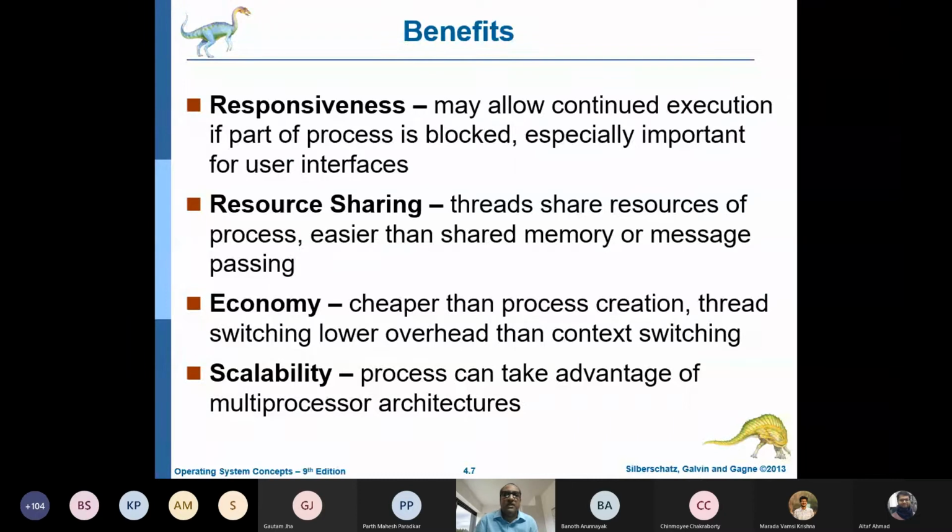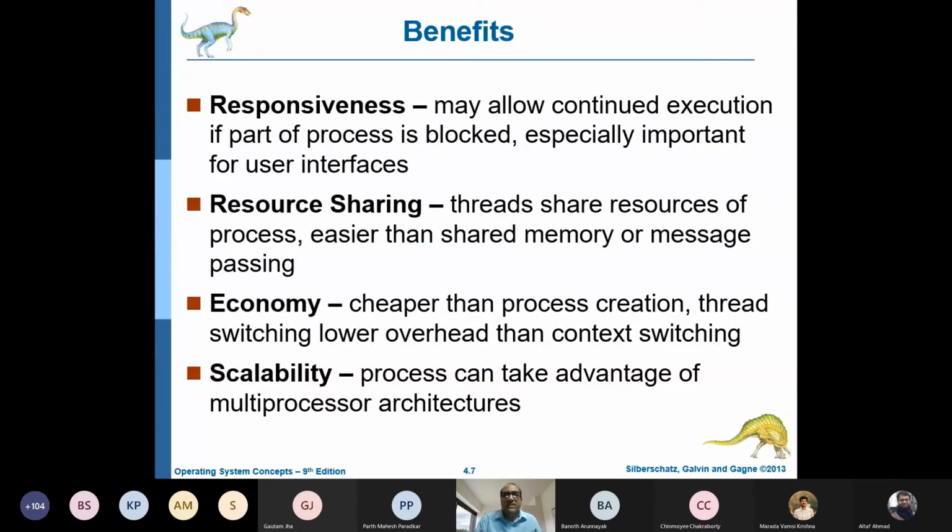Compared to that, if the process is a multi-threaded process, whenever a request arrives, you can create a thread, and that thread can be used to handle the request. So compared to multi-process, multi-threading will be advantageous, because the creation of a thread is much easier and simpler compared to the creation of a process.